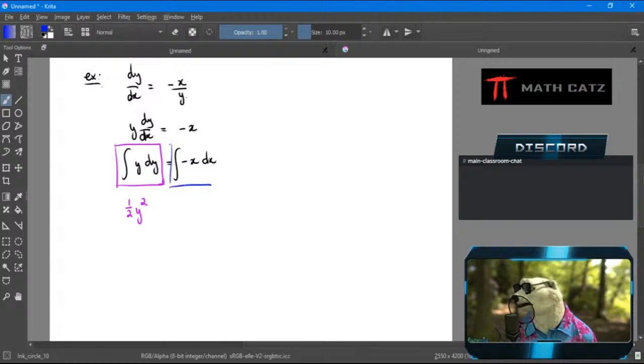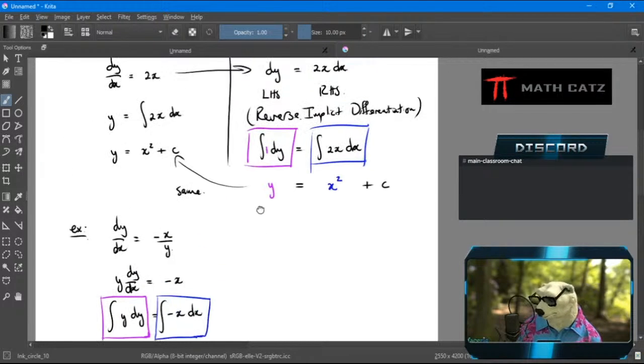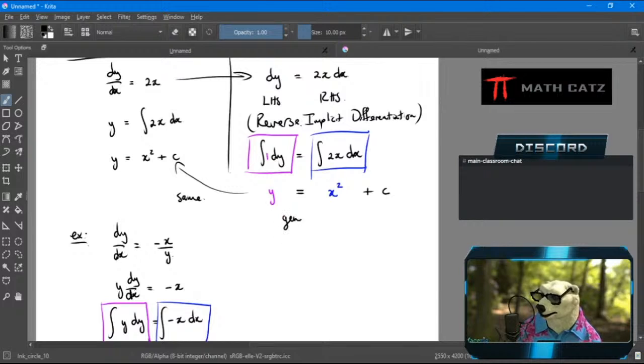I then look at the other side and isolate that as a separate question, just the blue box. The antiderivative of negative x will be negative 1/2 x squared. And then I put it together with just the constants grouped into the constant c. So here, just like before, here I have my general solution.